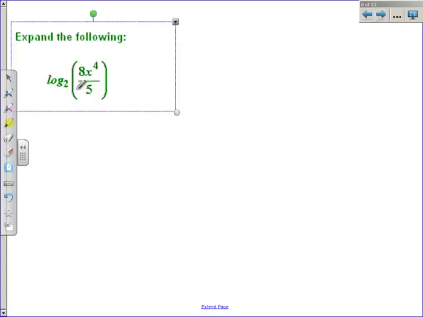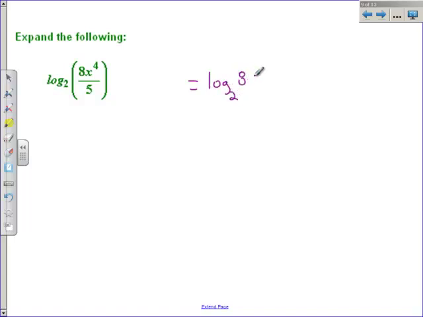Here I've got the log base 2 of, in the numerator I've got a product. I've got 8 times x to the 4th, and in the denominator I've got 5. So this can be rewritten as the log base 2 of, I'm going to write the entire numerator, 8x to the 4th, minus the log base 2 of 5. And then I can even go further because I've got the log of a product here.